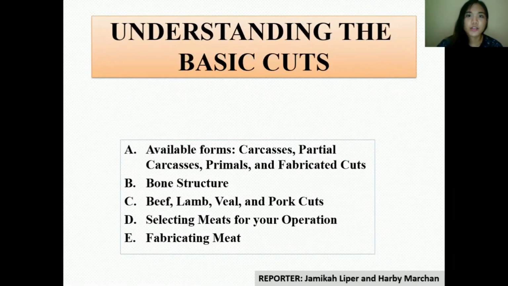Okay. So next topic is understanding the basic cuts. Under understanding the basic cuts, there are 5 topics. A is the available forms, which are the carcasses, partial carcasses, the primals, and fabricated cuts. Letter B is the bone structure. C is the beef, lamb, veal, and pork cuts. D is selecting meats for your operation, and letter E is fabricating meat.